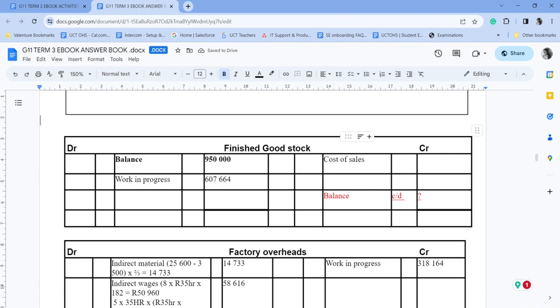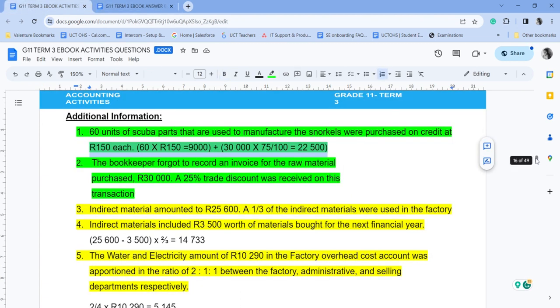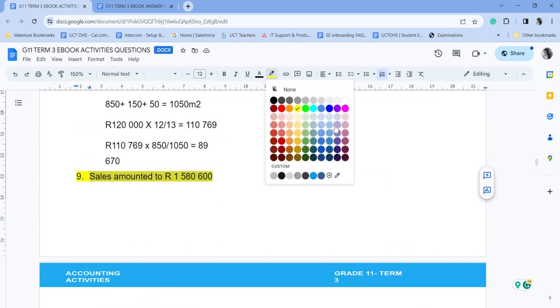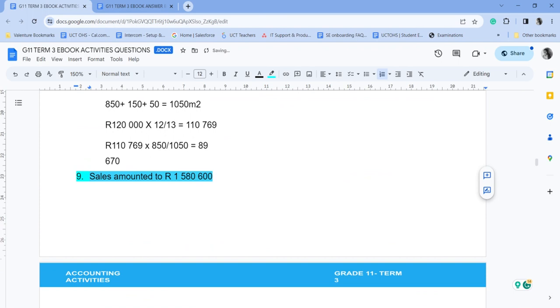Usually, if one of the balances has not been given to you, I always advise you to look at the sales value and the markup value and see if you can work out the cost of sales using that information. Here we are given the sales value, which is 1,580,600. I'm just going to put it there as I do my working.